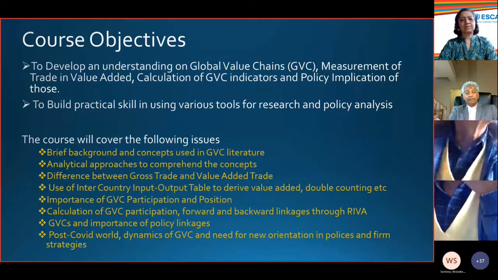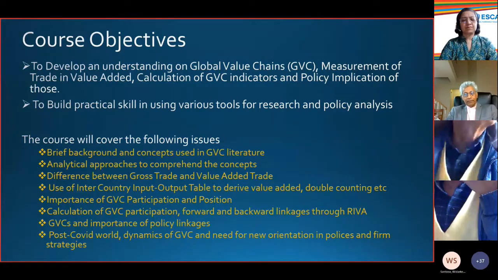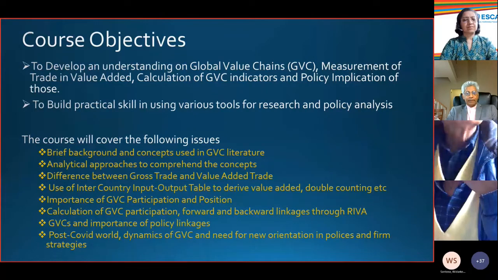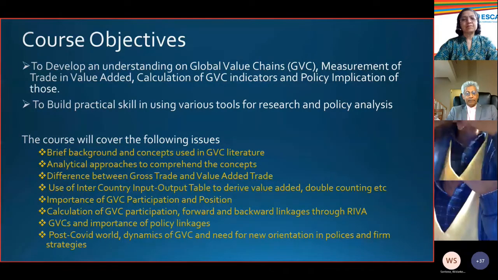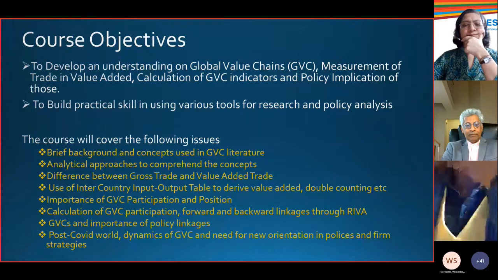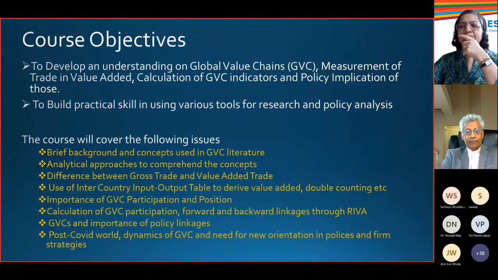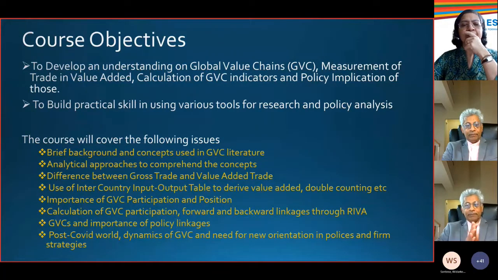More precisely, the entire course is divided into a number of lectures, where the initial part is focusing on different kinds of definitional aspects, concepts, and how this literature is developed. A participant must know this thing. This is a new literature. It's mostly coming up after 2000. Though trade in parts and components was there in trade theory quite some time back, this was mostly a kind of outsourcing raw materials, parts, components from the developed world and developing the final goods in the developed world.